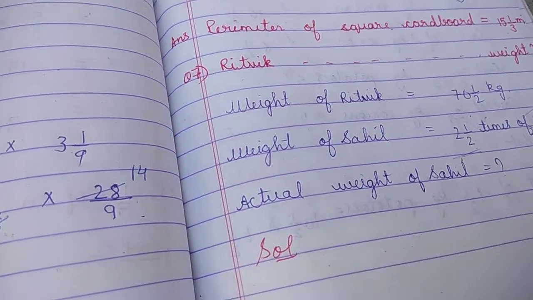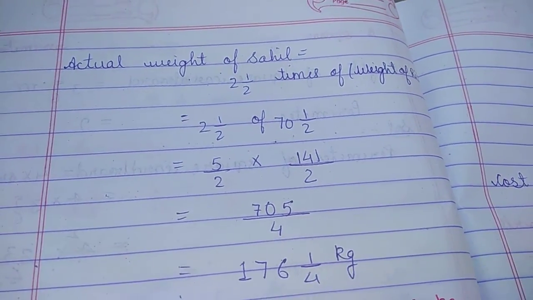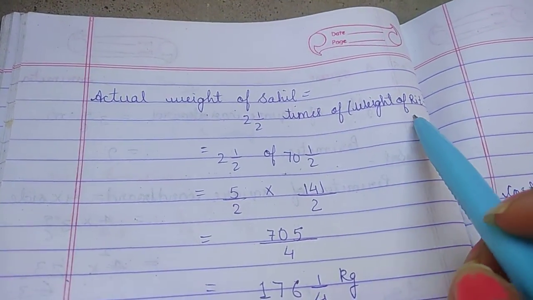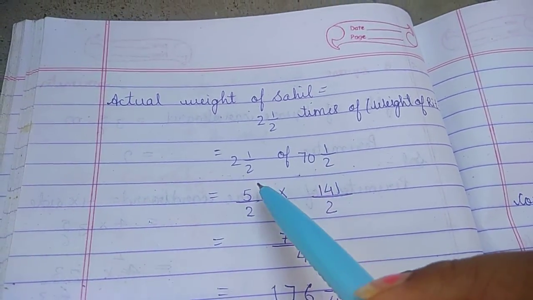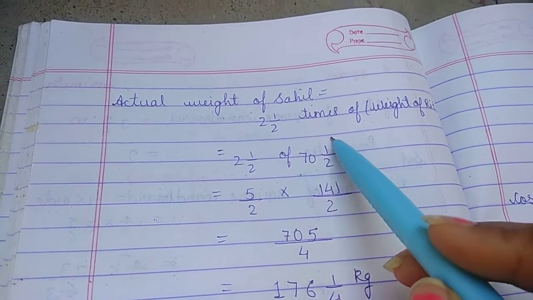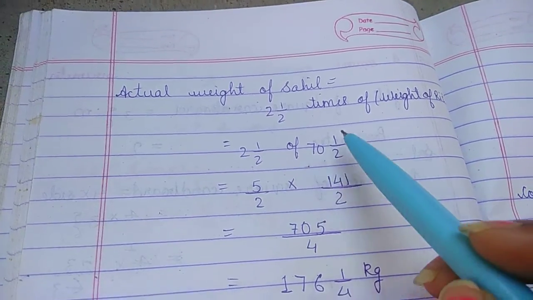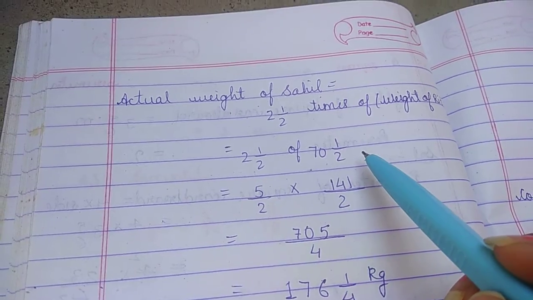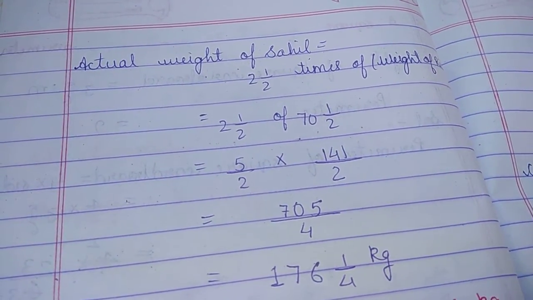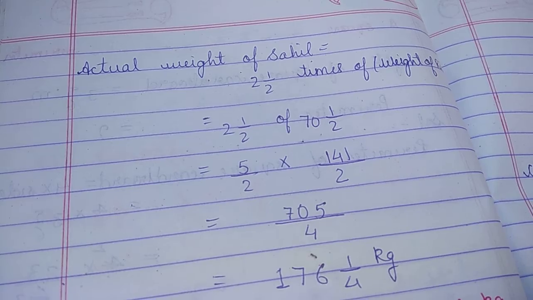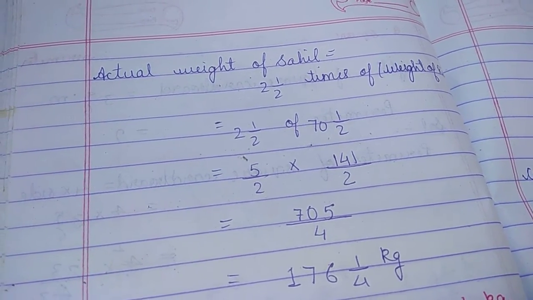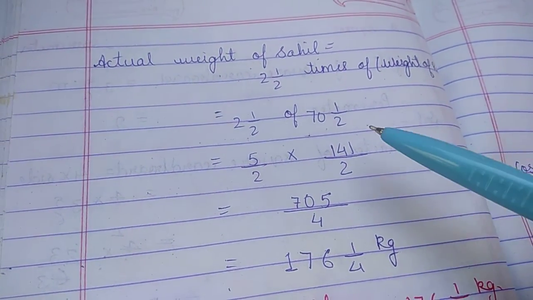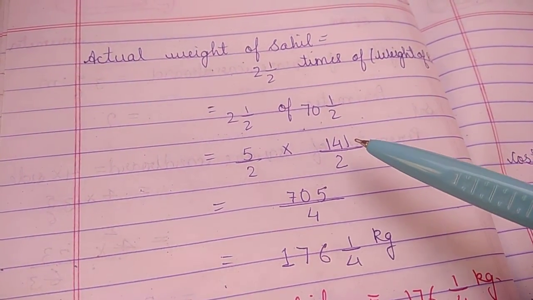So to calculate the actual weight of Sahil, what we'll do is 2 whole 1/2 times of weight of Ritvik. That is 2 whole 1/2 of the weight of Ritvik, which was 70 whole 1/2. In place of "of" you write multiplication and convert these mixed fractions into improper fractions. So 2 whole 1/2 would be 2 twos are 4 plus 1, 5/2 multiplied by 7 twos are 14, 70 twos are 140 plus 1, 141.